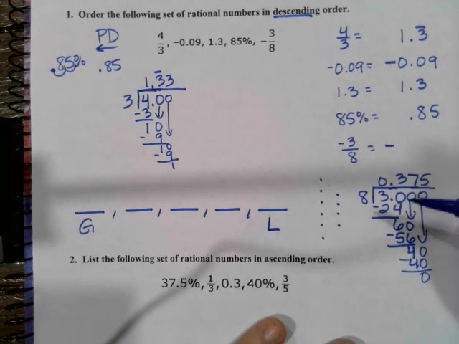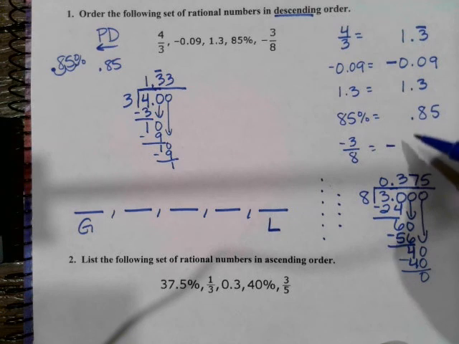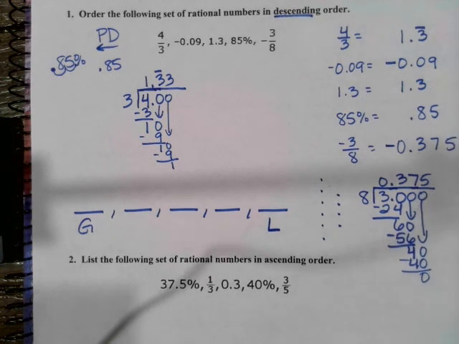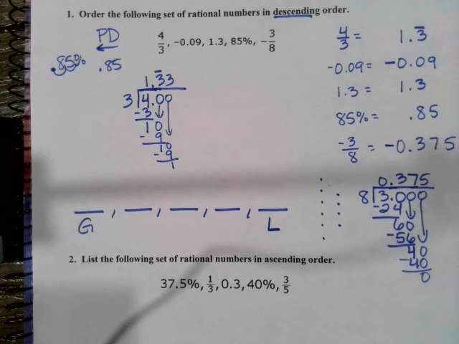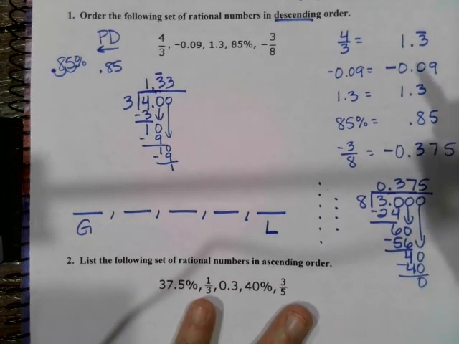My decimal, though, was not a positive 375 thousandths. It was a negative. I already have it here, so I don't forget about it. So 0.375. All right, so step 1 and 2 are actually done. Convert all numbers to decimals, line up the decimals. I did that as I was going along. I've got decimals here, and my place values are lined up.